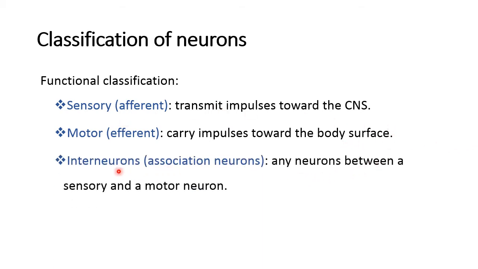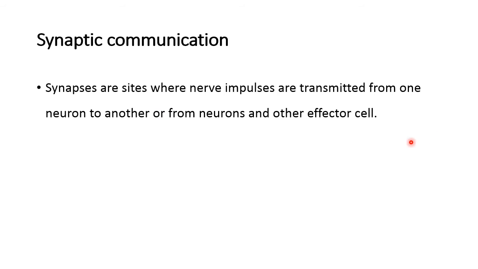The third type is the interneurons or association neurons. They are any neurons between a sensory and a motor neuron. We have finished the classification of neurons.